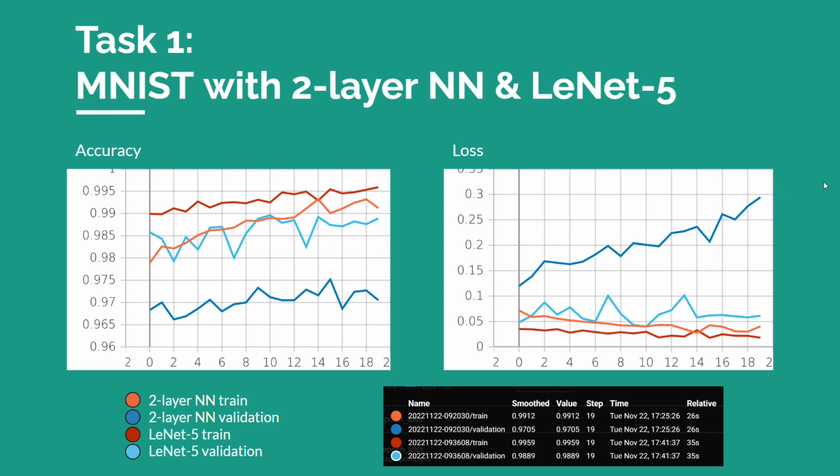So moving on to the loss graph right here. The colors are the same as before. The Lenet-5 training loss has a much lower value compared to the two-layer neural network training loss, and the lower the loss, the better the model. As for the validation loss, the Lenet-5 also has a lower value compared to the two-layer neural network validation loss.